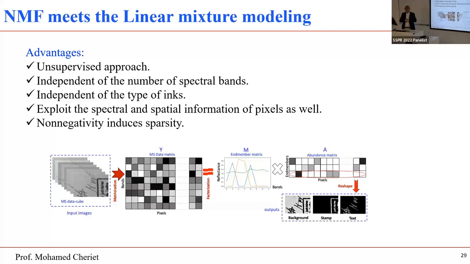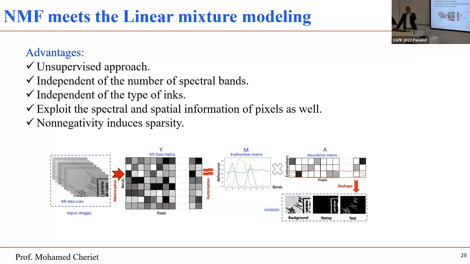Also, what is important is that non-negativity forces sparsity, so we have sparse solutions. From this cube, at the end of the day, we can of course make the decomposition. At the output of the different processing, we can separate, for example, the background from the stem, from the text and so on. And this is our aim. We worry about how to separate all this information.